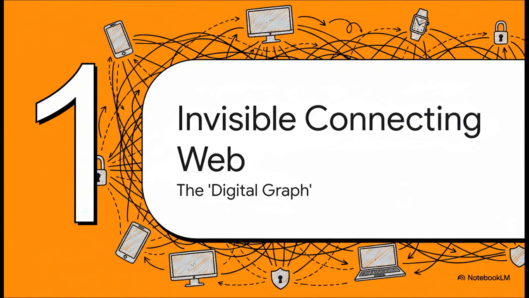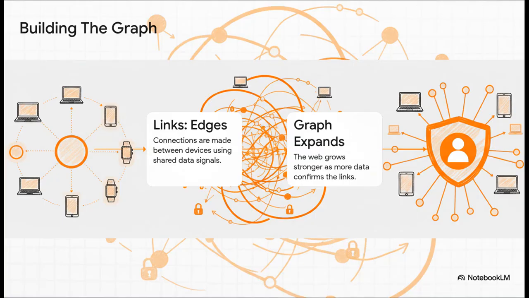Now, probably the easiest way to picture all this is to imagine a giant invisible web. In the tech world, they actually call this a digital graph, and its whole job is to connect all of your different devices together right behind the scenes. So how is this web actually built? Well, it happens in a few key steps. First, each of your devices, your phone, your laptop, acts as a single point in this web. They call them nodes. Then, connections, or edges, are drawn between these devices using shared data signals. And as more and more data comes in and confirms these links, that web gets stronger and stronger, until eventually all your devices are tied to one single profile that represents you or your household.